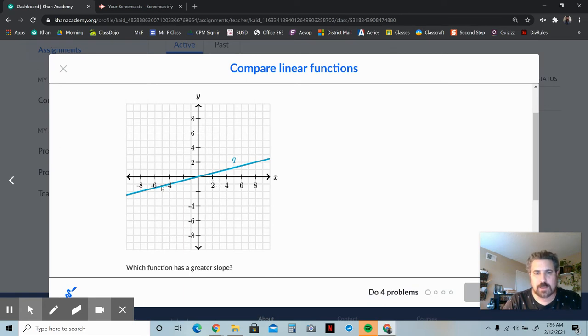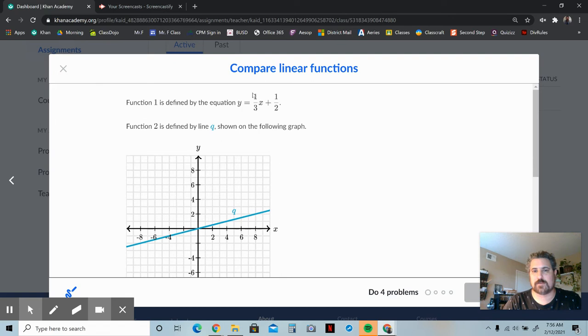So if we're looking at this slope here on q, it's going to be a positive slope because it's going up from left to right. And from one dot to the next on the line, so identify that point and that point right there, it looks like you're going up 1 and to the right 1, 2, 3, 4. So this would be a slope of change in y of positive 1, change in x of positive 4, or a slope of 1/4. So this line has a slope of 1/4.